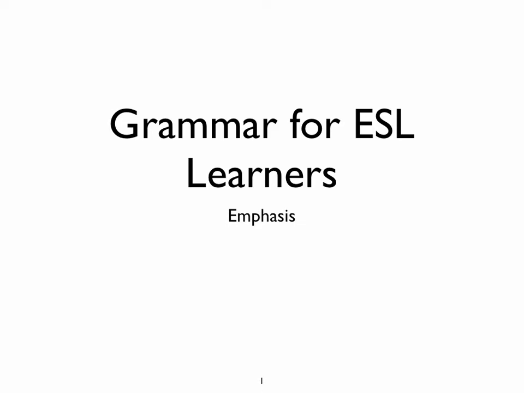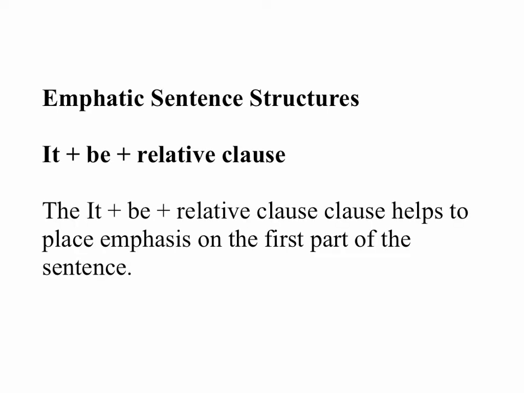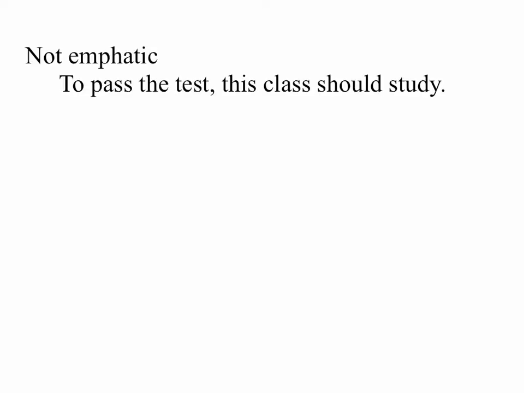Okay, so the semester is winding down, but we did have a lesson on emphasis, and we started with the emphatic sentence structures. We began with it plus be plus a relative clause. The it plus be relative clause helps to place emphasis on the first part of the sentence. And one thing that I do want you to remember is that we talked about how emphatic sentence structures should not be used throughout an essay, but should only be used once or twice in an essay so that the emphatic statement reads as something that is important.